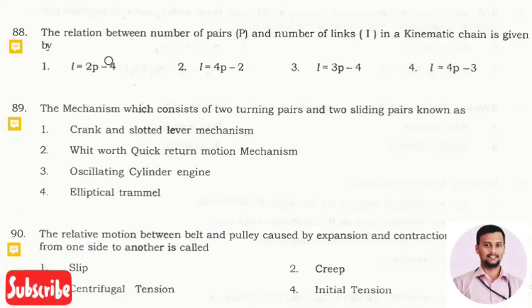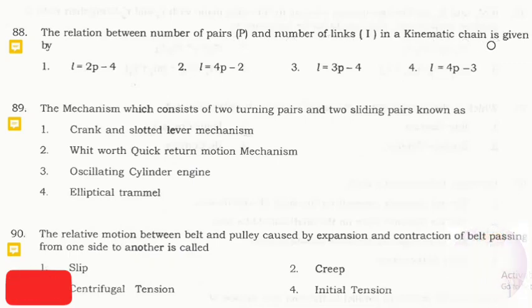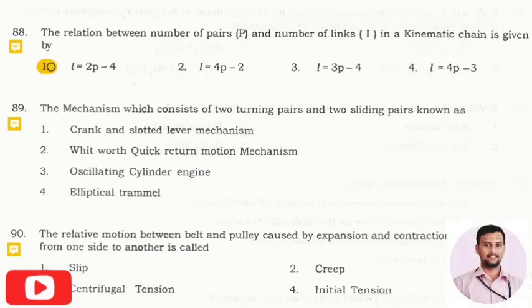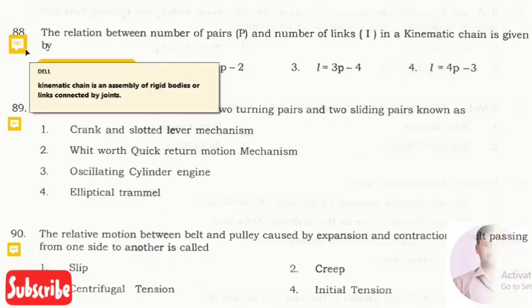The next question is, the relation between the number of pairs and number of links in a kinematic chain is given by. The right answer is option 1, that is L = 2p - 1. So what is this kinematic chain? A kinematic chain is an assembly of rigid bodies or links connected by joints.